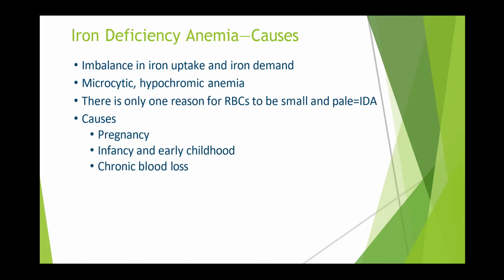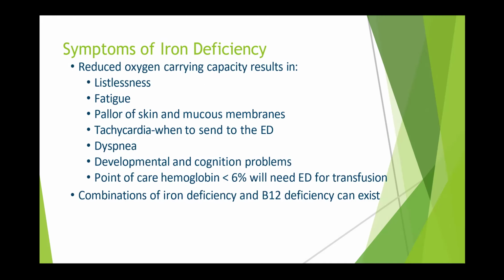And it can be, again, pregnancy, infancy, chronic blood loss, that type of thing. What are the symptoms? Most of the symptoms of the different anemias are shared symptoms. In other words, they kind of look the same. So if you don't have enough red blood cells, you don't have enough hemoglobin, which means you can't carry enough oxygen. And that reduced oxygen carrying capacity makes you listless, fatigued, pale.